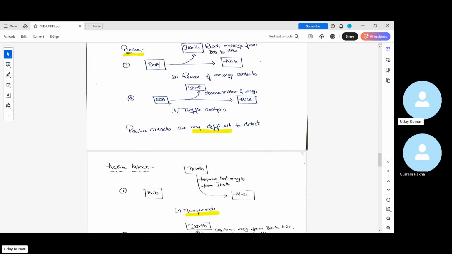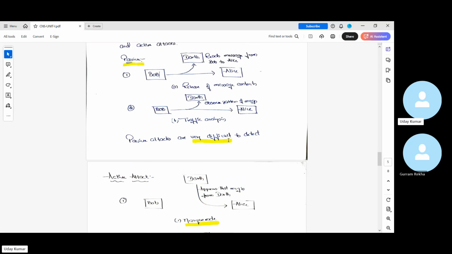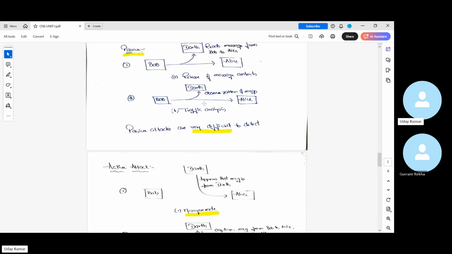And next, Bob and Alice. So Darth is actually observing the pattern of messages that are being sent from Bob to Alice. Passive attacks are very difficult to detect because this Darth is actually just seeing them. He's just watching them. He's not doing any changes.